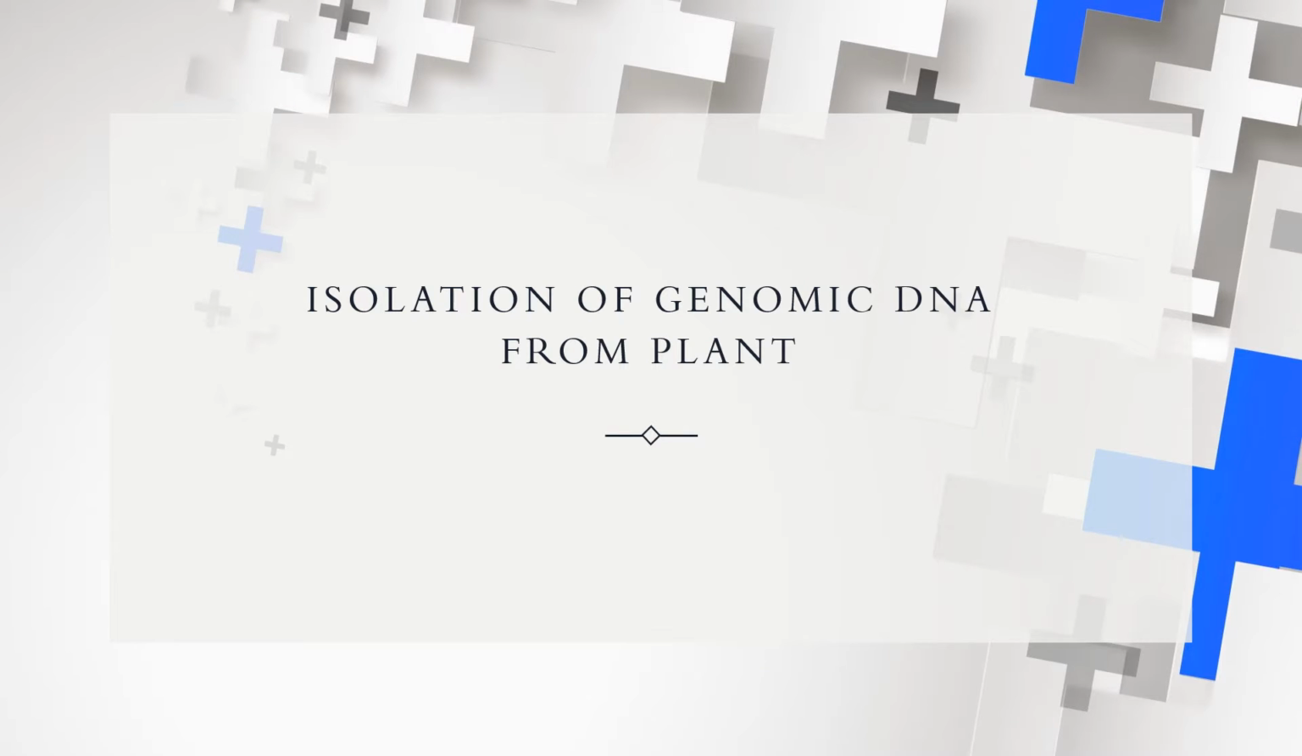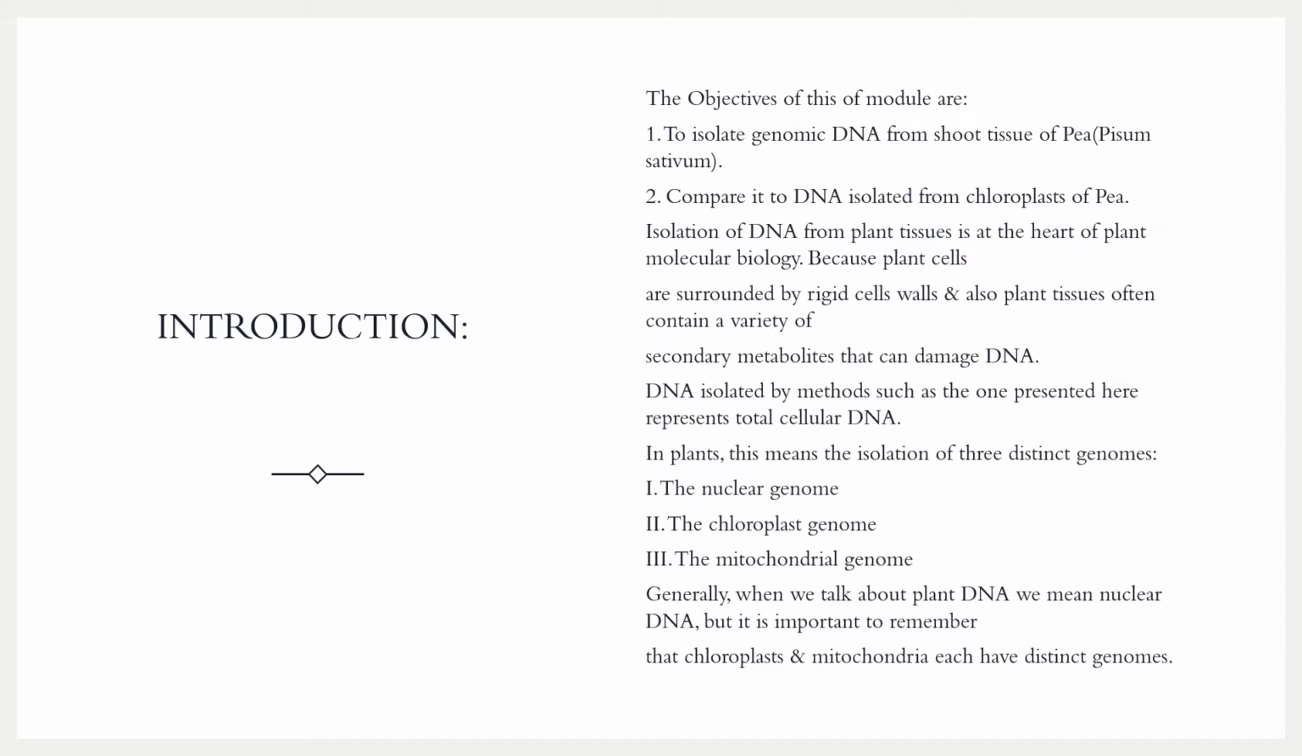Hi, this is Srijan. In this video, I am going to talk about the isolation of genomic DNA from plants. The objectives of this module are to isolate the genomic DNA from the shoot tissue of pea, and compare it to DNA isolated from the chloroplast of pea.